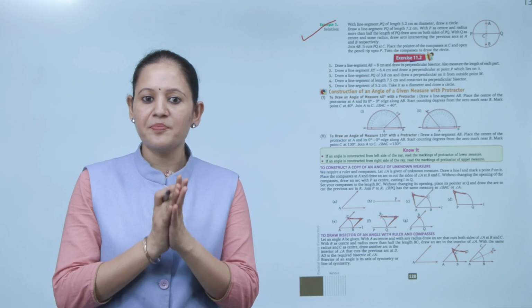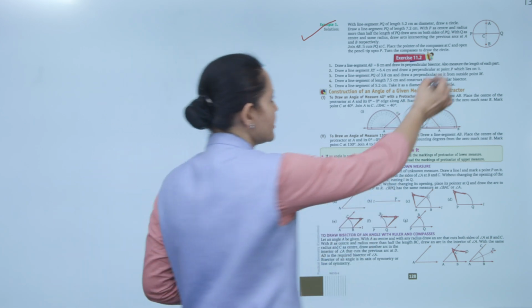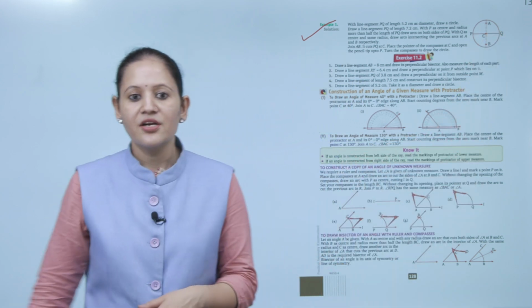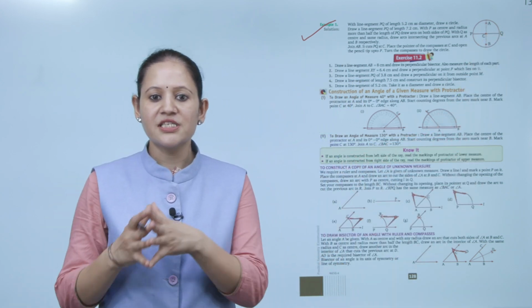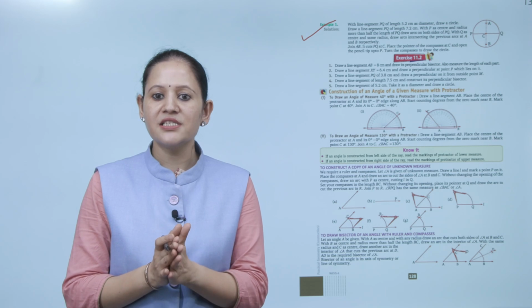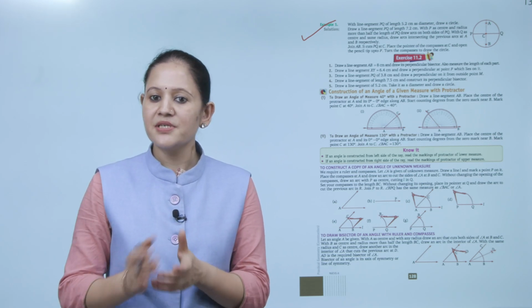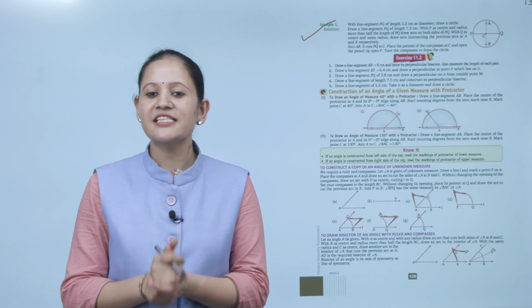Join AB that cuts PQ at C. PQ को C point पे इसको join कर लेंगे, C point पे cut करेगा. Place the pointer of the compass at C and open the pencil tip to P. Turn the compass and draw the circle. Next is exercise 11.2.